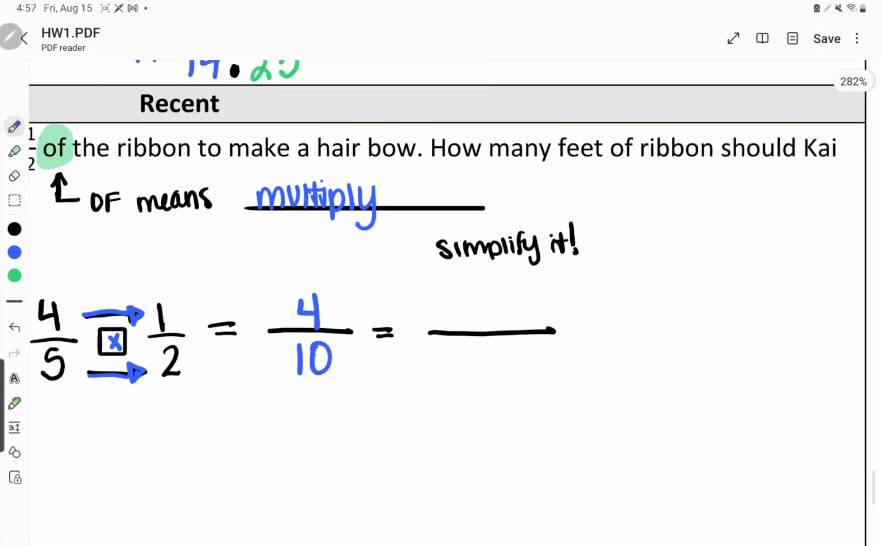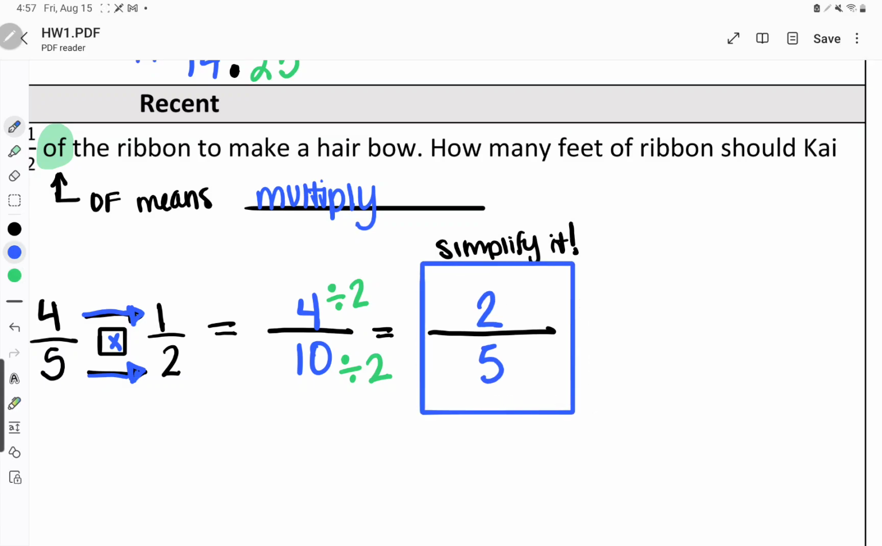Now, I can actually divide both 4 and 10 by 2, which means I'm going to simplify this. I'm going to do 4 divided by 2, and I'm going to do 10 divided by 2. 4 divided by 2 gives me 2, and 10 divided by 2 gives me 5. So that gives me 2/5 right there.